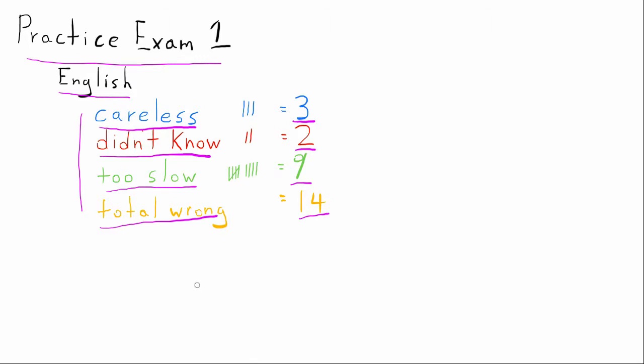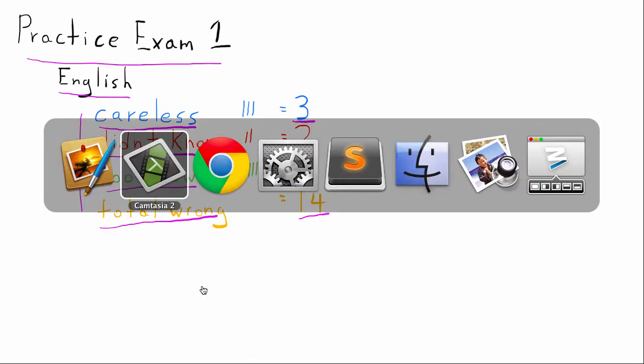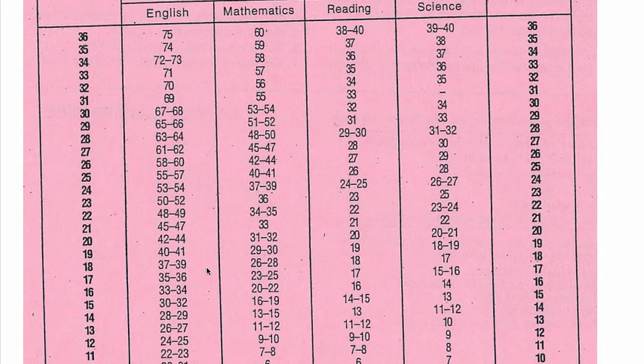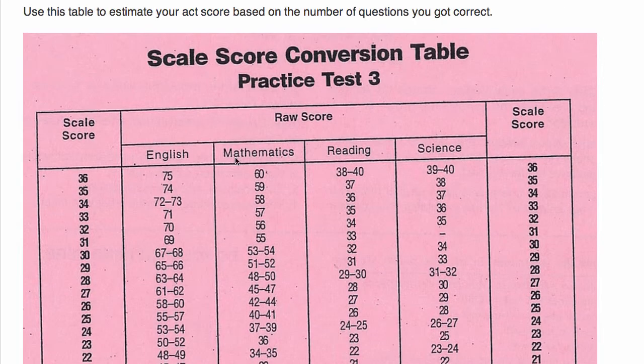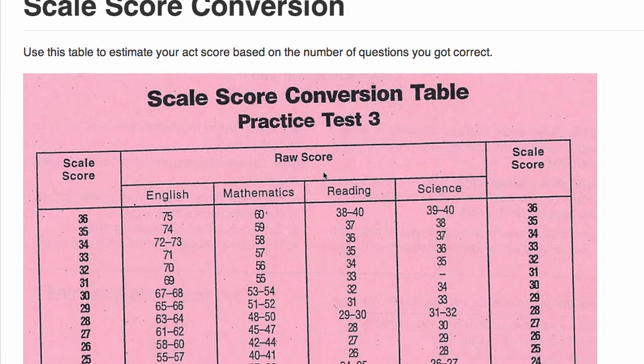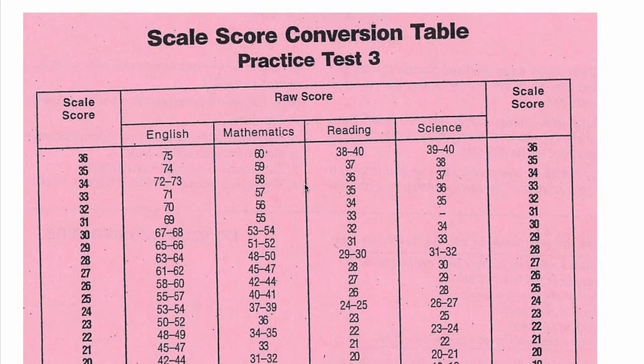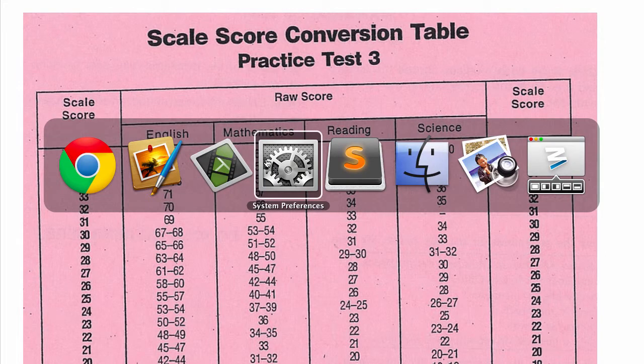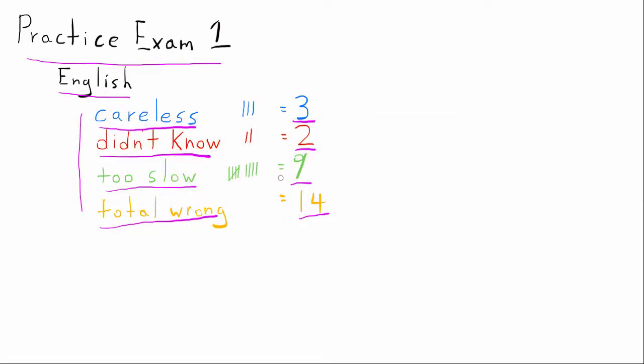Well, in this link that I gave you before to the answers, you may have already seen down at the bottom, there is a scale score conversion table. And this will allow you to look up what your ACT score would be based on the number of questions that you got correct. It'll be an estimate, not exactly perfect. And so follow that link and you can look at this, but let's look at it together.